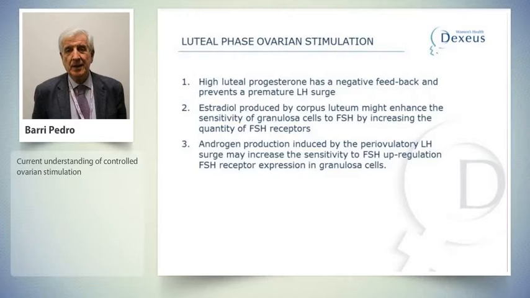The second point is that the estradiol produced by the corpus luteum might enhance the sensitivity of granulosa cells to FSH by increasing the number of FSH receptors, and androgen production induced by this periovulatory or luteal LH secretion may increase the sensitivity to FSH, upregulating FSH receptor expression in granulosa cells. These protocols of luteal phase stimulation have been used in 3 different clinical scenarios.